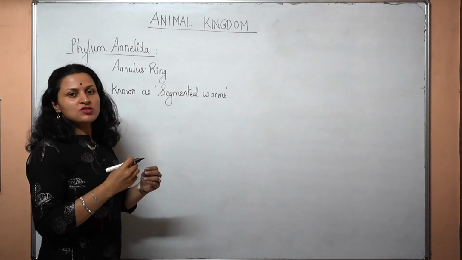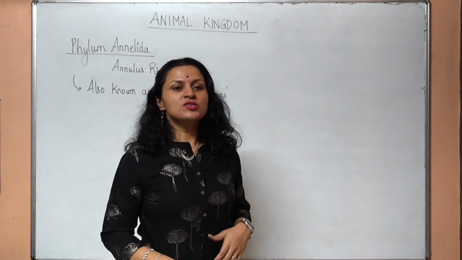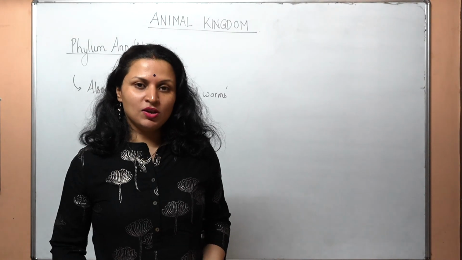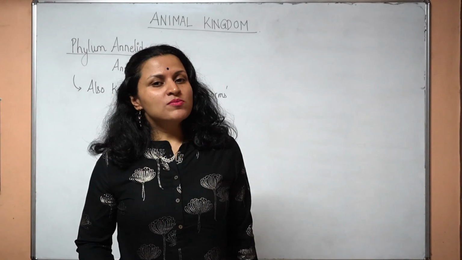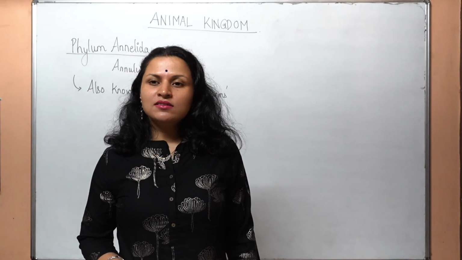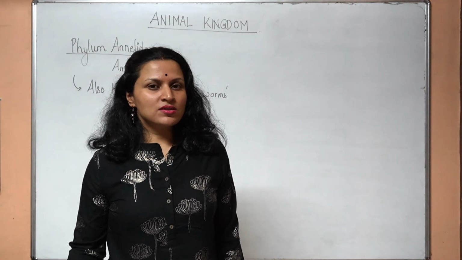Since segmentation is so clearly seen on their body, segmentation or metamerism, which is both external as well as internal. The common animals that belong to this phylum are earthworm, which is terrestrial. There are some aquatic forms as well, like Nereis, and there is leech. Nereis and earthworm are free-living, and leech is an ectoparasite on other animals.